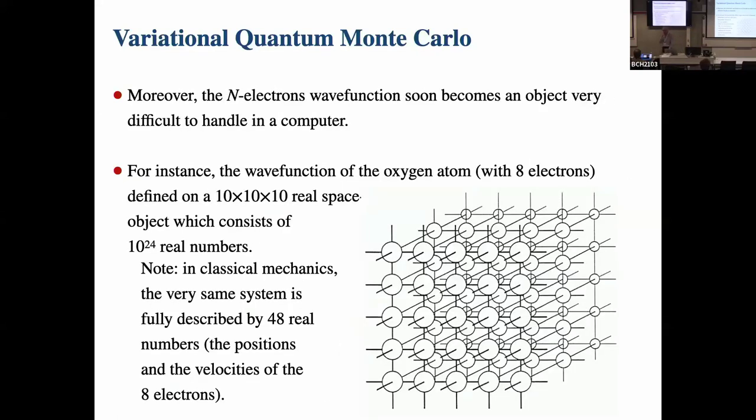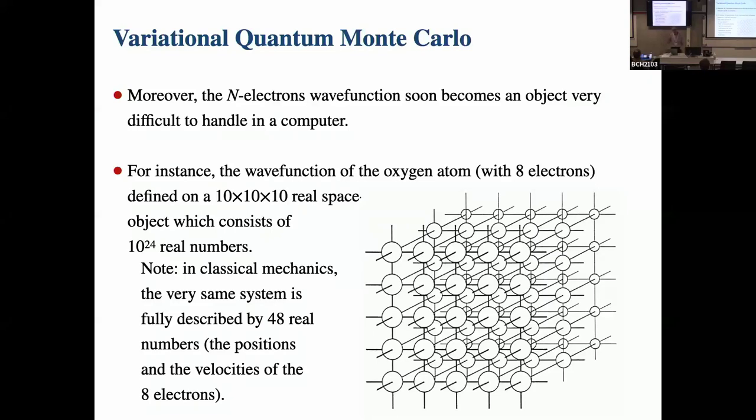Still, this is very complicated because this n-electron wave function is a very complicated object. Let's say that I want to sample the space I'm dealing with by a 10 by 10 by 10 grid, which is not a lot. My wave function depends on the positions of, in this case, 8 electrons. So for 8 electrons on this 10 by 10 by 10 grid, I need 10 to the power of 24 real numbers to describe this wave function. It's a huge amount of information.